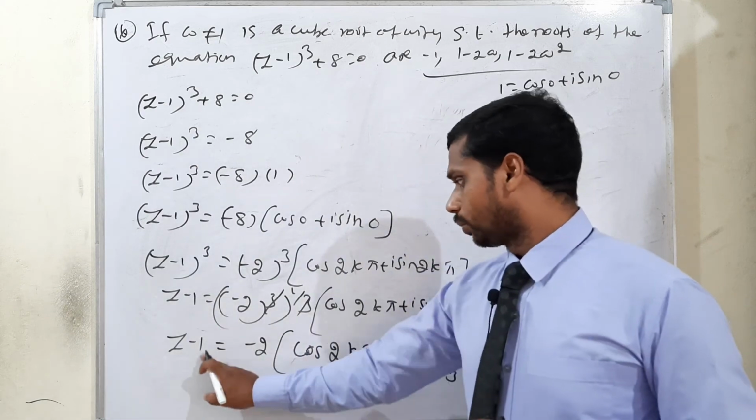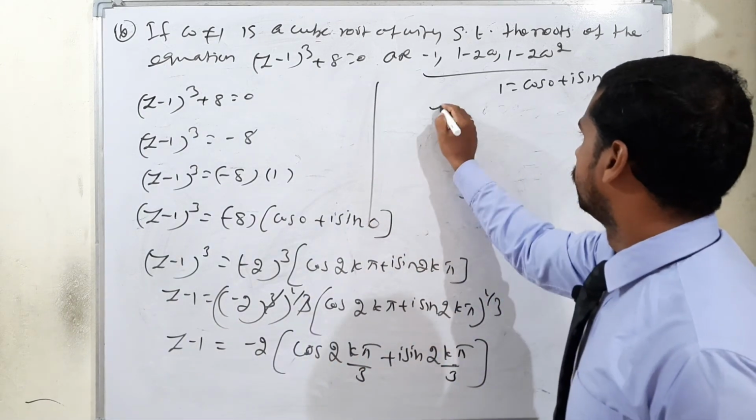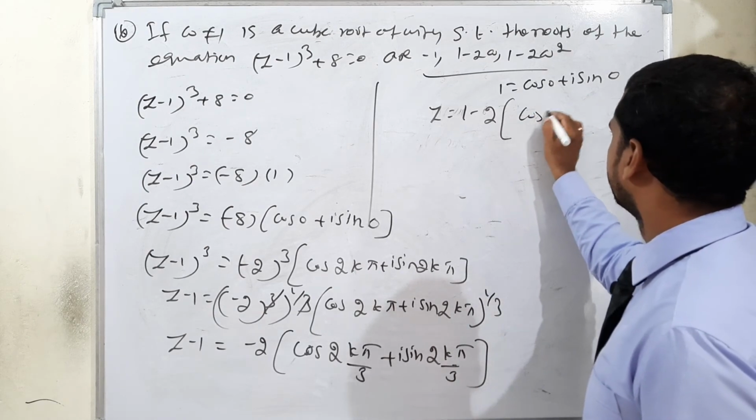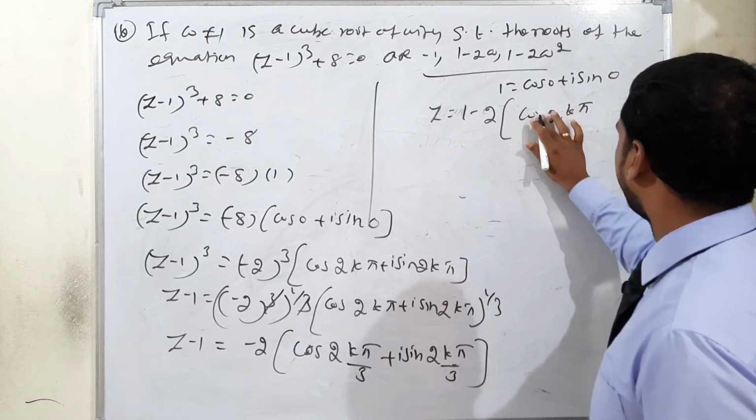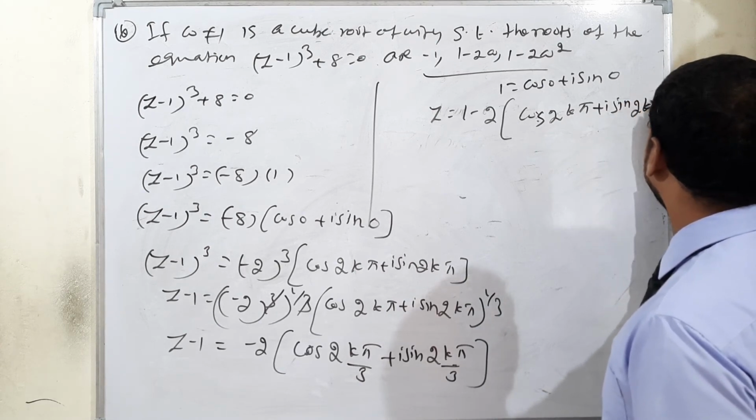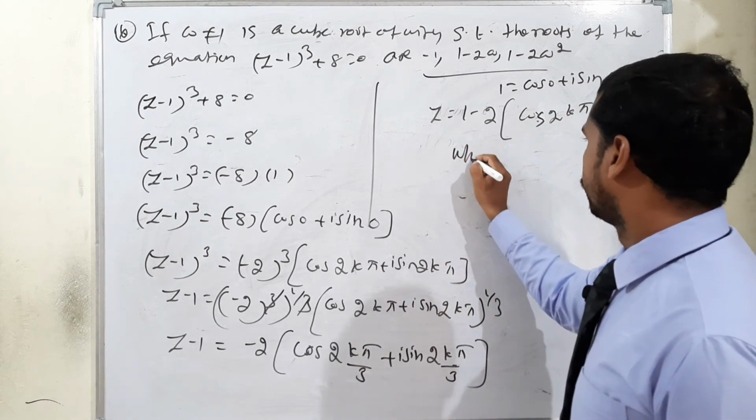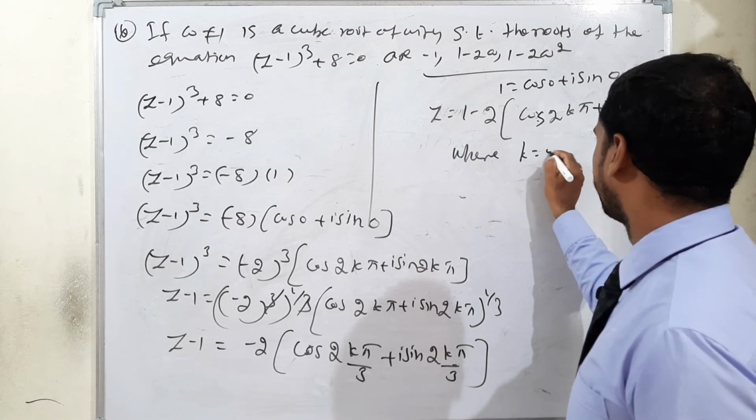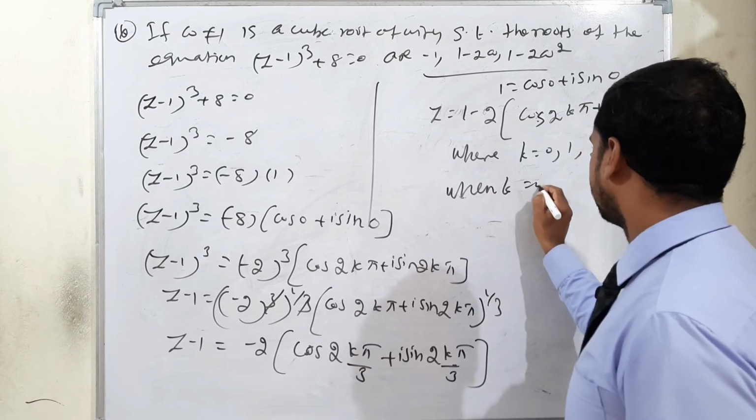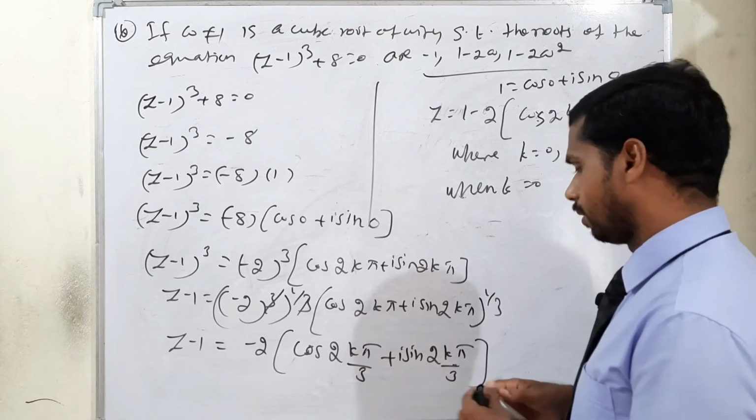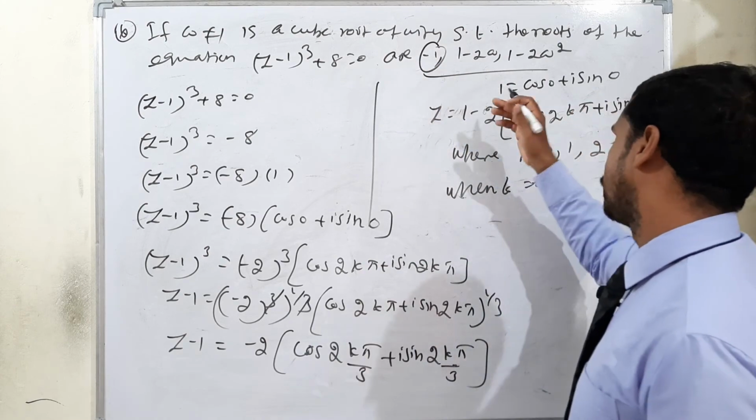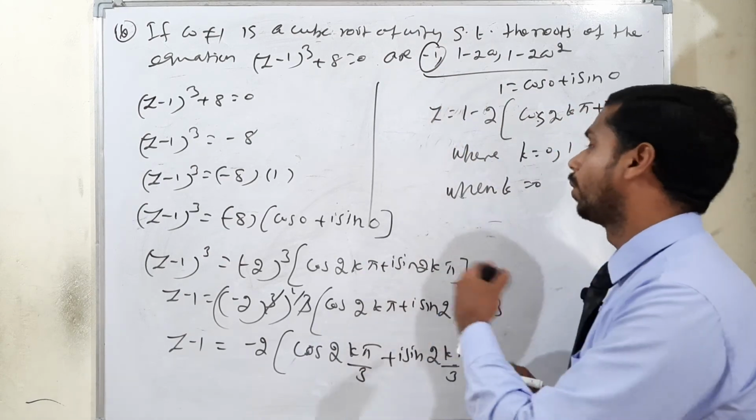So again, minus 1 bring to the opposite side, so Z is equal to 1 minus 2 cos 2k pi by 3 plus I sin 2k pi by 3, where k is equal to what is the value? K is equal to 0, 1, 2. So when k is equal to 0, the value will become minus 1. If it is minus 1, it proves it's correct; the value also should become minus 1.